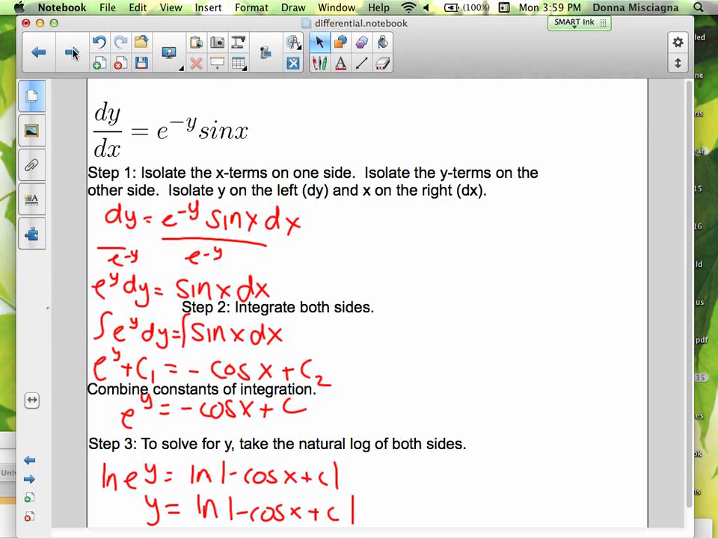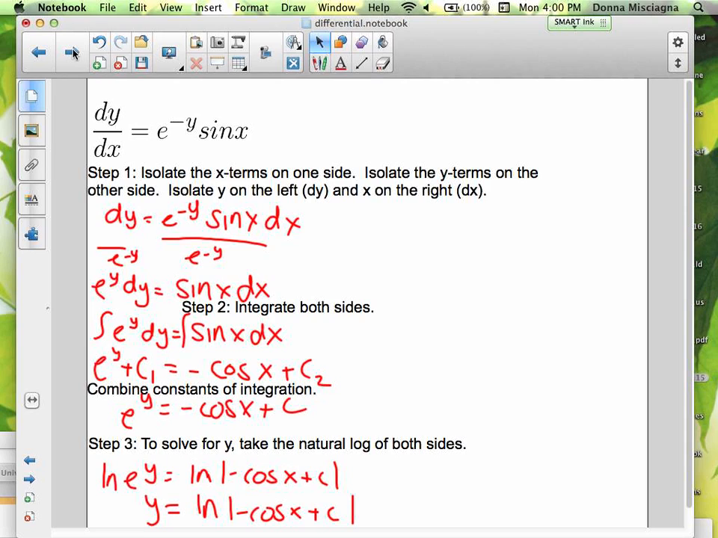All right, so here we have dy dx equals e to the negative y sine of x. We want to isolate our variables. So I already moved the dx over, multiply both sides by dx, and then divide by e to the negative y. All right, so now I've got 1 over e to the negative y, which is e to the y. Right? So I just simplified the negative exponent there. e to the y dy equals sine x dx. A real simple integration here.